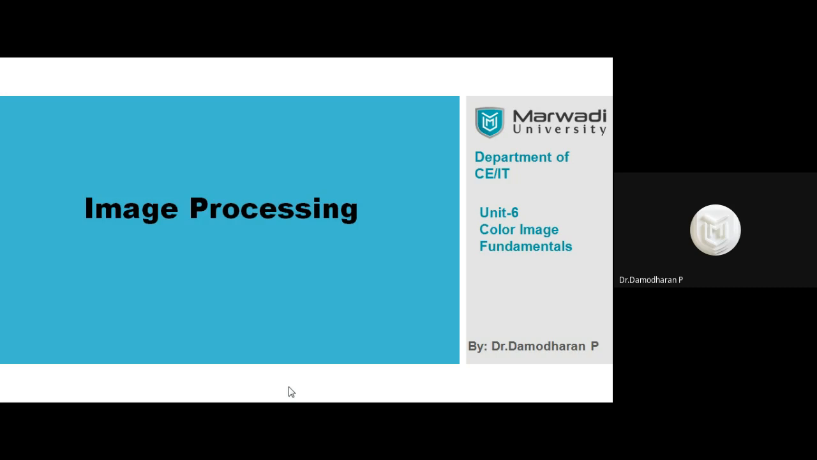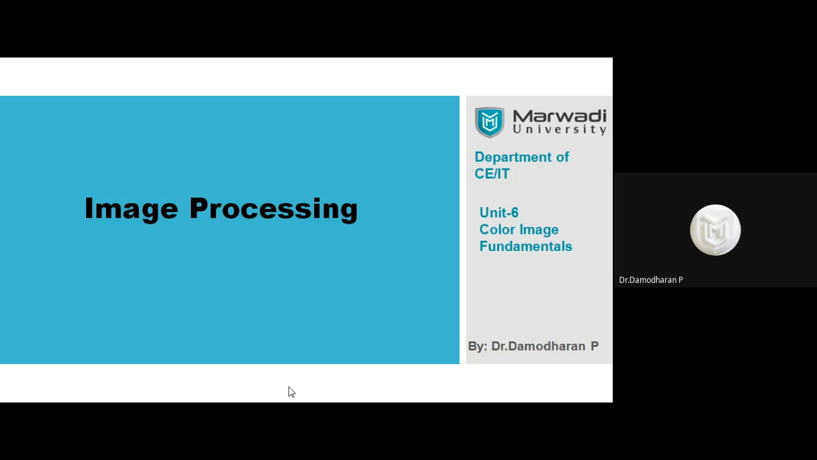Okay, fine. Today we are going to discuss Unit 6, Color Image Fundamentals. Up to Unit 5, we discussed image processing on grayscale or black and white images. We have discussed a lot of things, but it was done only on black and white images, in the form of grayscale images. But in the laboratory, we will work with colored images. Here we are going to discuss some details about color image fundamentals.